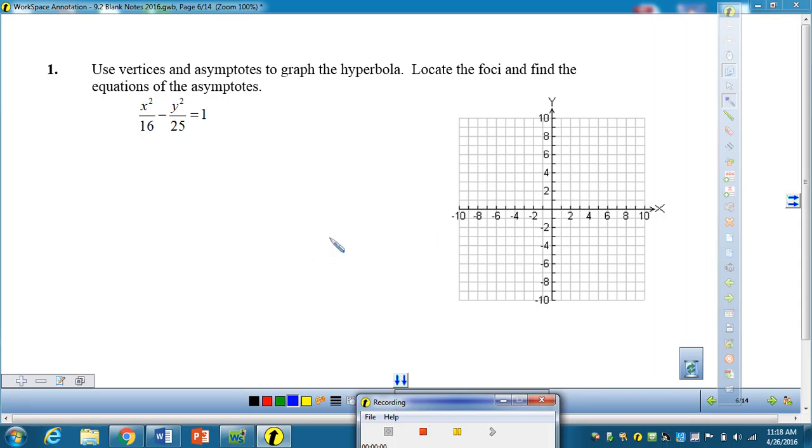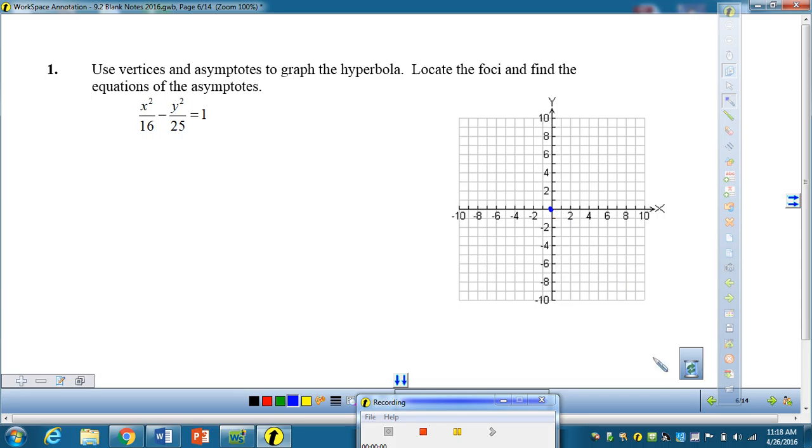Alright, so we're going to graph a hyperbola from the given equation. It says we're going to use vertices and asymptotes to graph the hyperbola, then locate the foci and find the equations of the asymptotes. This is centered at (0, 0). I'm just going to make a little mark here showing the location of our center.